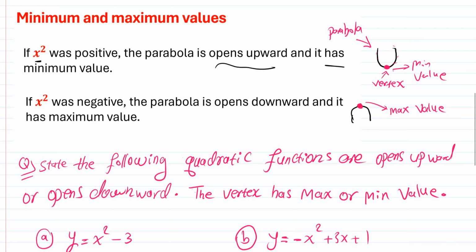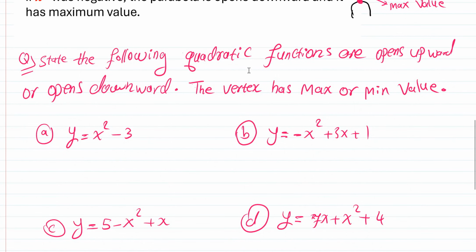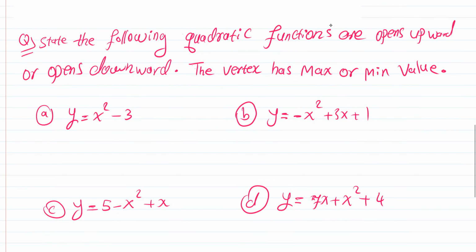Well, let's take some examples. The question says: state whether the following quadratic functions open upward or open downward, and whether the vertex has a max or minimum value. Okay, students, first one, as you can see, the x squared is positive, so we can say this opens upward.